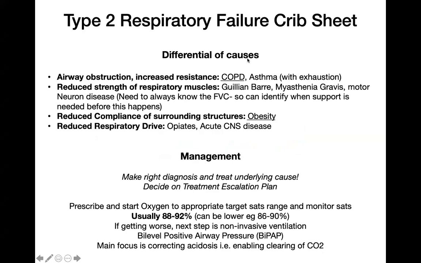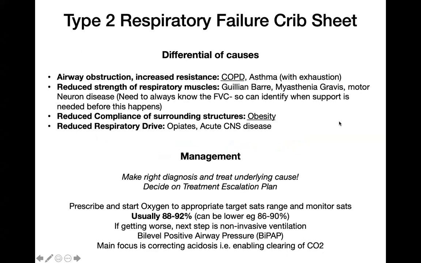Okay, so another crib sheet on type 2 respiratory failure, if it comes up. So differential of causes, again, thinking about what are the types. So airway obstruction, this is your classic COPD, and then asthma, when we're getting to asthma with exhaustion, when this is life-threatening. If asthma is getting to this stage, it's very, very worrying. They're going to be going to ITU.